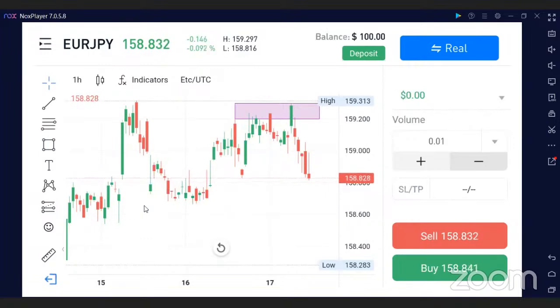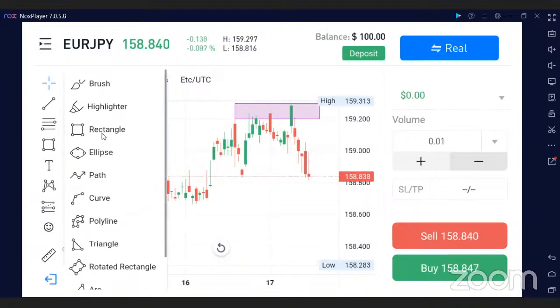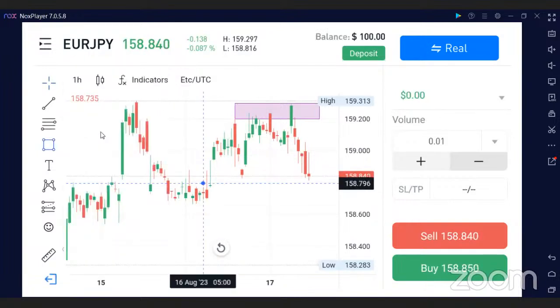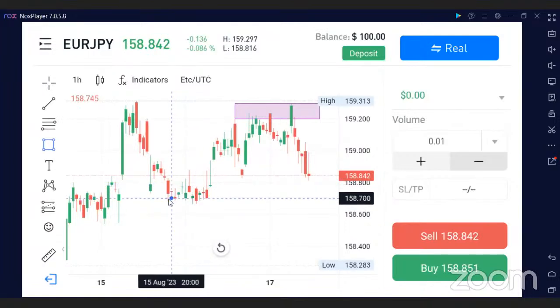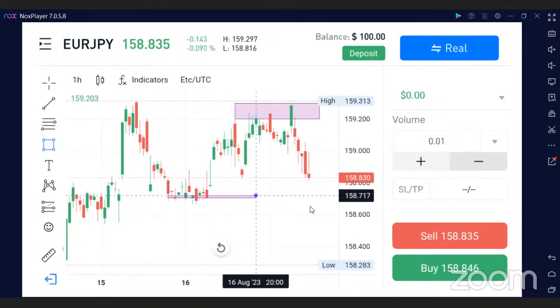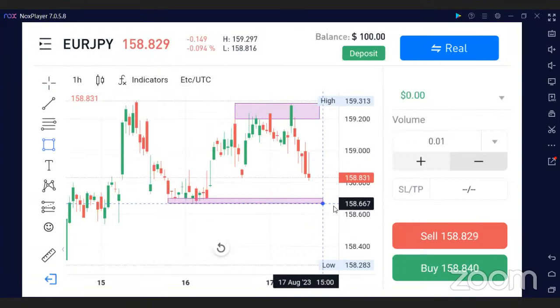You see, we have a support zone down here. So let me just mark this out also. We have another zone around this area.